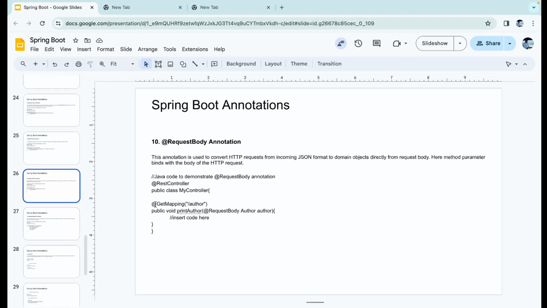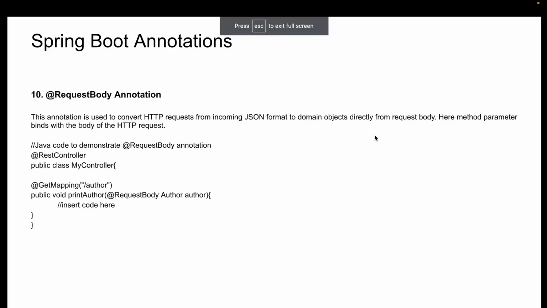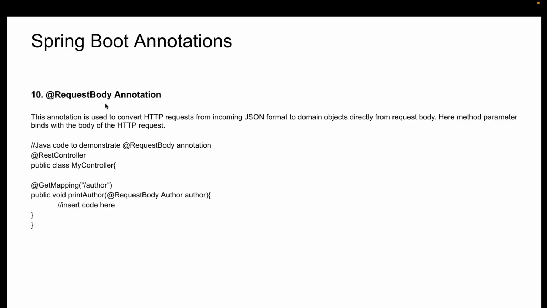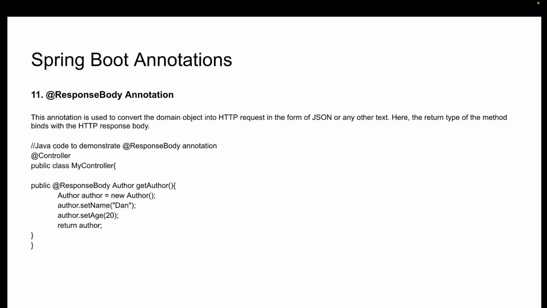Got it? Okay, so let's see this response body annotation. So the response body annotation is about getting the response. Means in the previous example we saw that we were using request body to pass some things along with our request. Now this response body annotation is used to convert the domain object into an HTTP response in the form of JSON or any other text. Here the return type of the method binds with the HTTP response body.